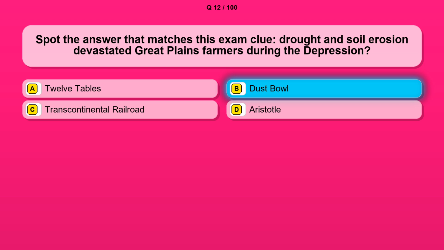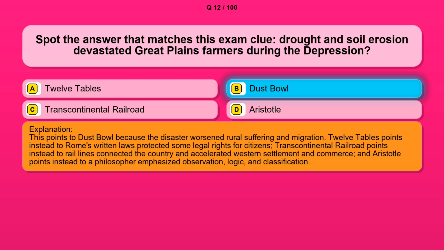The correct answer is option B, Dust Bowl. This points to Dust Bowl because the disaster worsened rural suffering and migration. 12 Tables points instead to Rome's written laws protecting some legal rights for citizens. Transcontinental Railroad points instead to rail lines connecting the country and accelerating Western settlement and commerce. And Aristotle points instead to a philosopher emphasizing observation, logic, and classification.